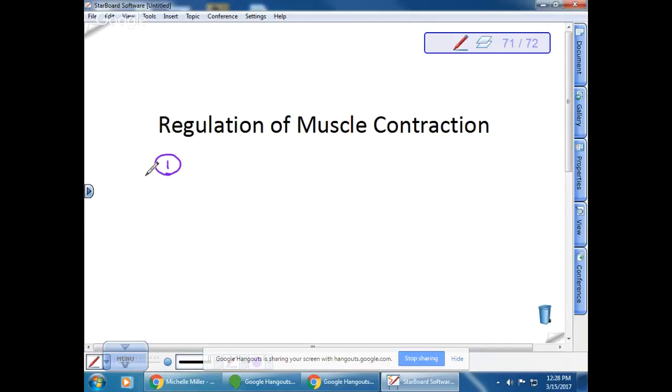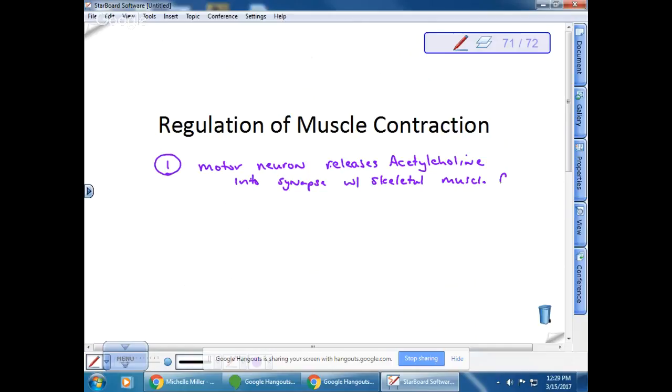So 1, the motor neuron releases acetylcholine. We talked about that. That is the type of neurotransmitter that's also used by the parasympathetic nervous system, but it's also used by the somatic nervous system. So the motor neuron releases acetylcholine into the synapse with the skeletal muscle fiber. Okay. So they actually create a connection between the nervous system and the skeletal muscle. Okay. And acetylcholine is rapidly broken down. So your muscles do not stay contracted unless you keep sending action potentials to them.